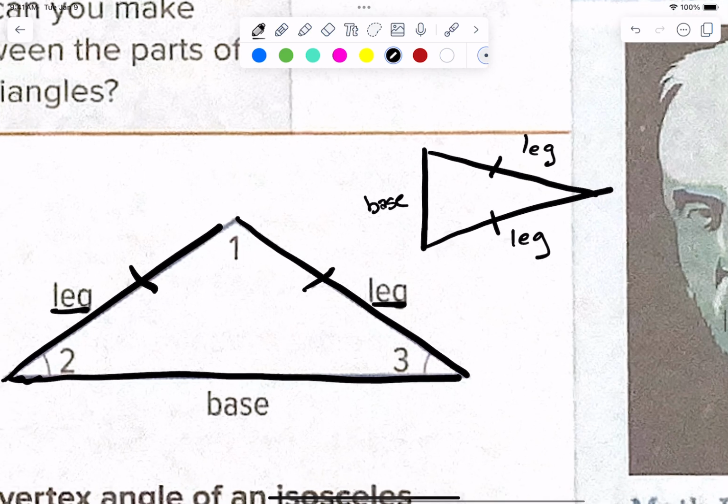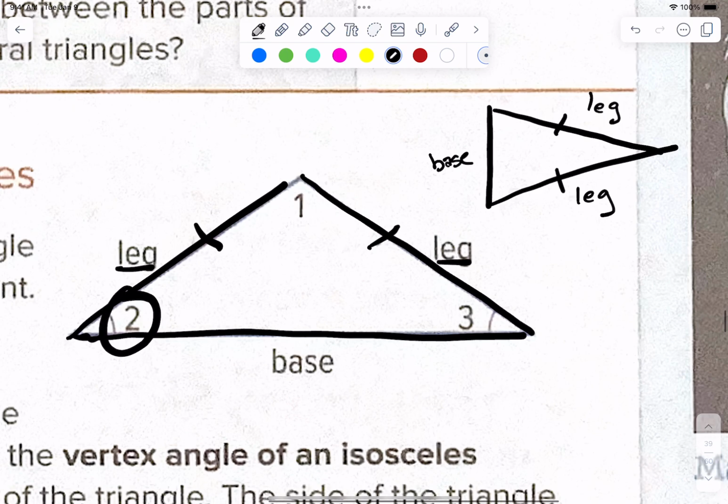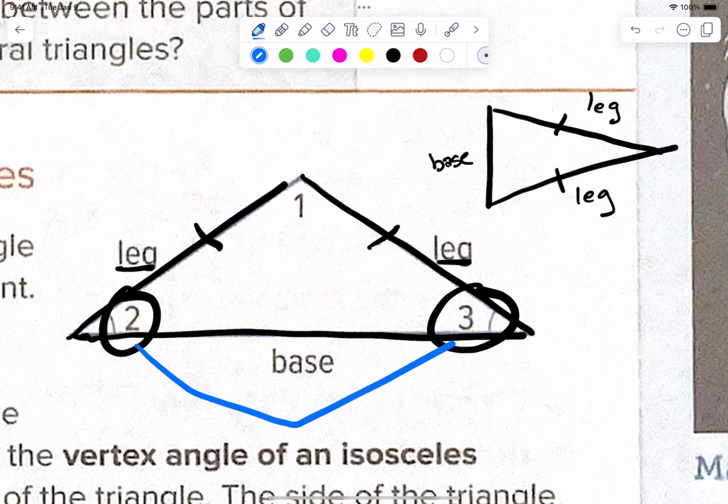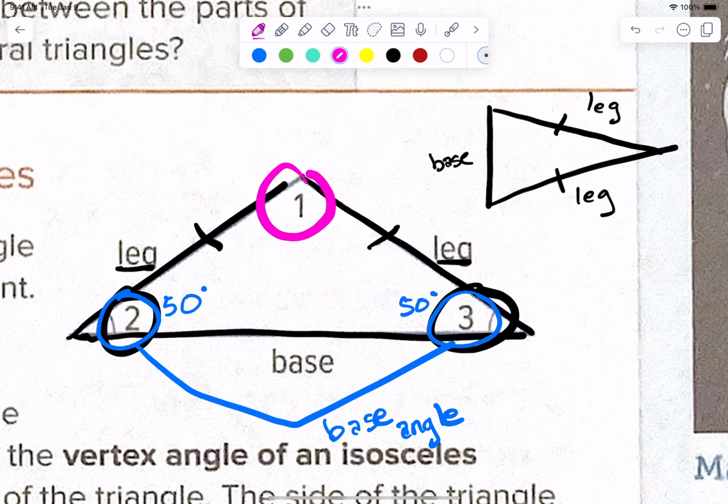Now, angle 2 and angle 3, they do not have them labeled on the diagram, but they talk about them later on. These two angles are called base angles. They're the angles that touch the base, angle 2 and angle 3. And the base angles are the ones that are equal to each other. Angle 2 and angle 3 will be the same measure. So if this is 50 degrees, then this will also be 50 degrees. Make sense? Angle 1 up here at the top is called a vertex angle.